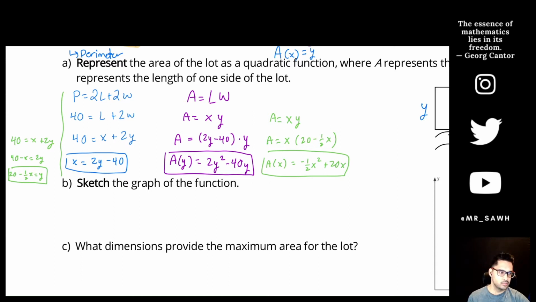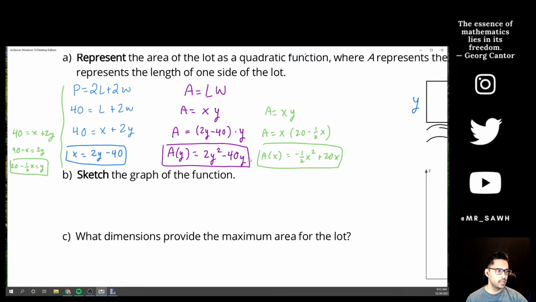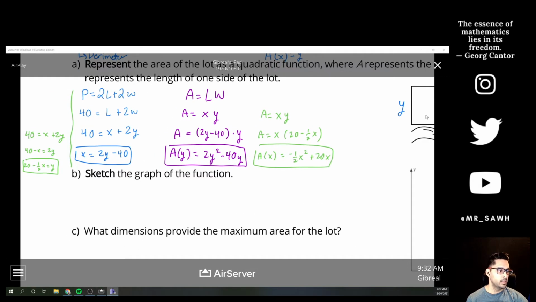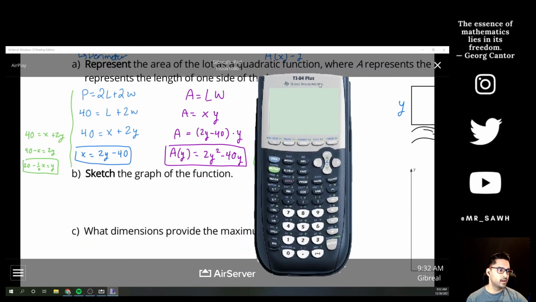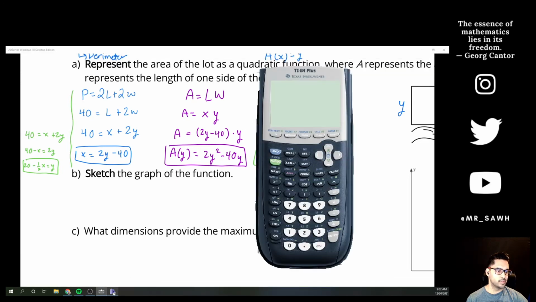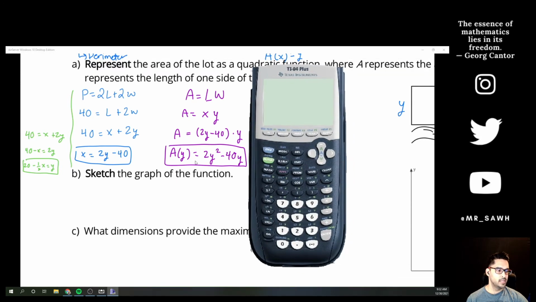So let's try to graph this. I'm going to grab my calculator here, and we'll graph the one that we started with. We'll graph the purple one, just because it's a little bit easier to put in the calculator, and we'll see what happens here.